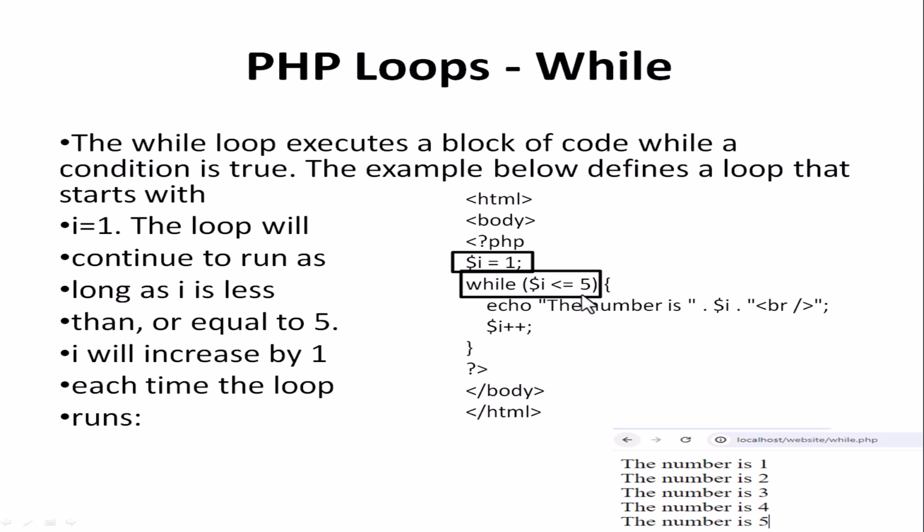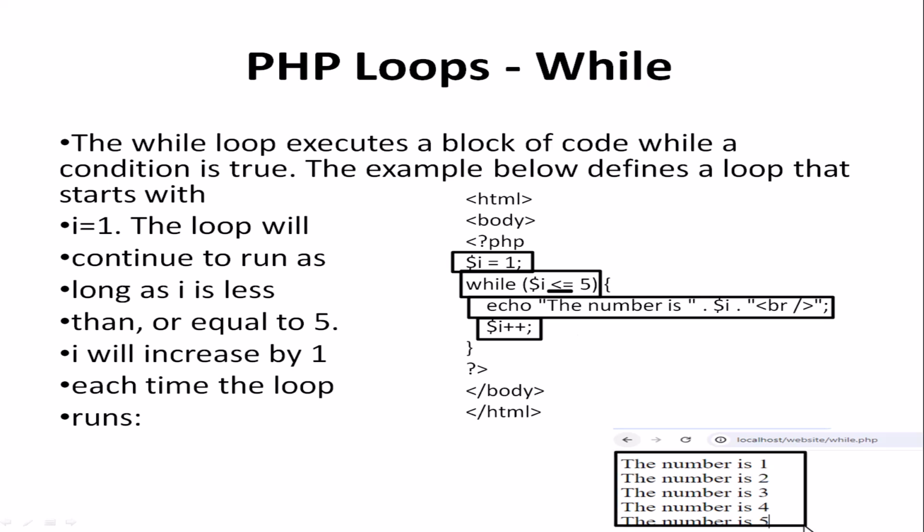Then it is going to print the number, which is $i. So $i has 1. From 1 to 5 it is going to show, because we have mentioned less than or equal to 5. At the end it is going to increment, $i++. Later it will check the value: initially 1, then 2 less than 5, 3 less than 5, 4 less than 5, and 5 less than or equal to 5, in that case also executed. So the output shown is number 1, 2, 3, 4, 5.